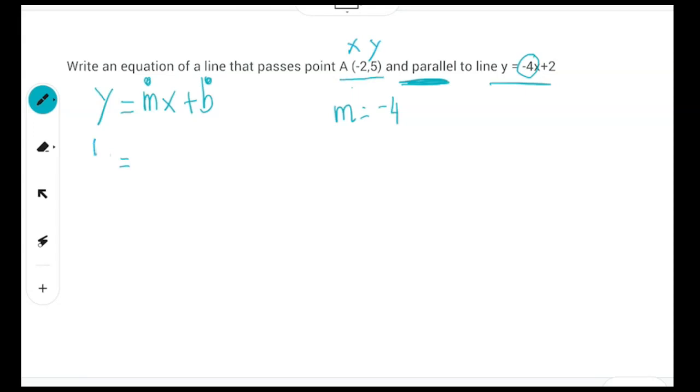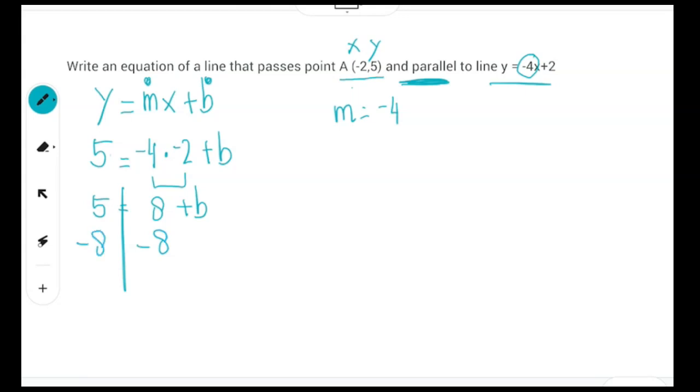So the y is 5, m is negative 4, times the x is negative 2 plus b. Negative 4 times negative 2 is 8 equals 5 plus b. We're going to isolate b again, eliminate 8, inverse minus 8, both sides. 8 minus 8 is 0. And then on the left side, 5 minus 8 is negative 3.